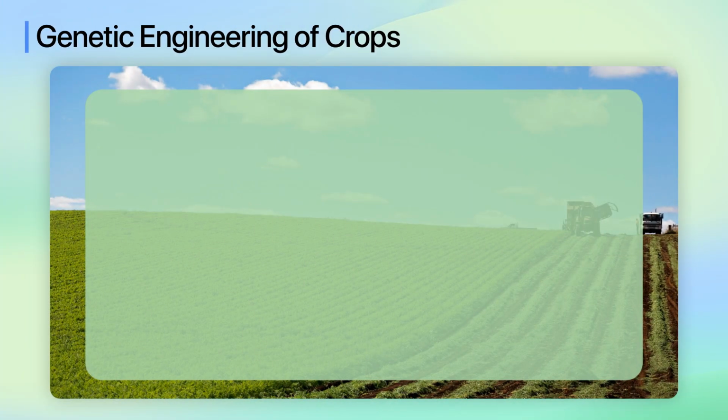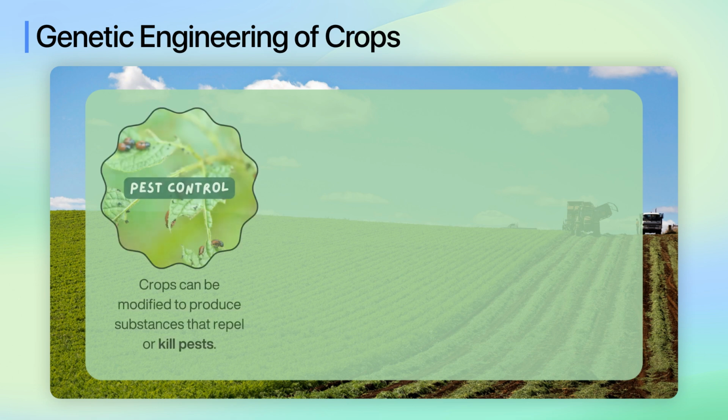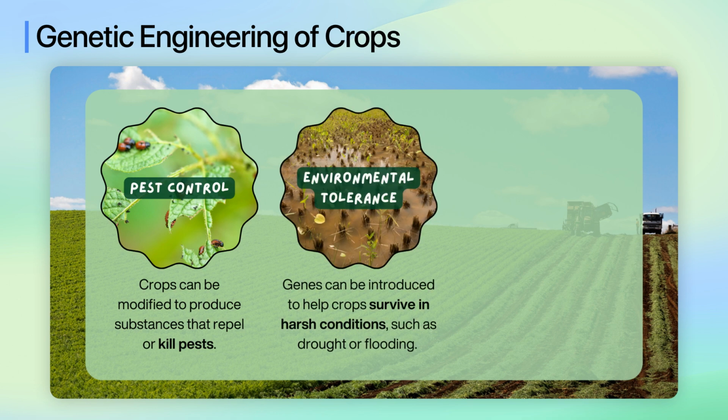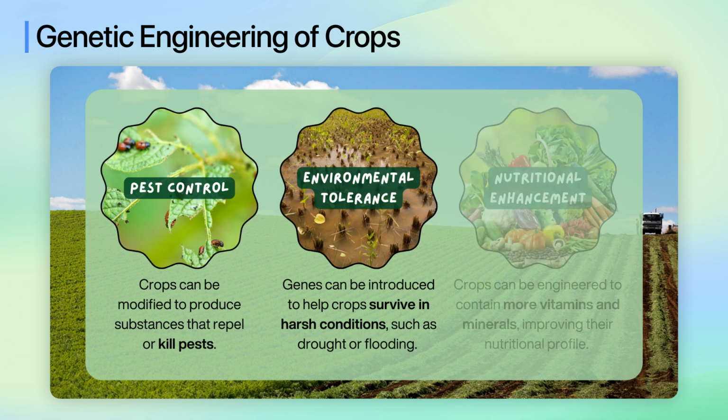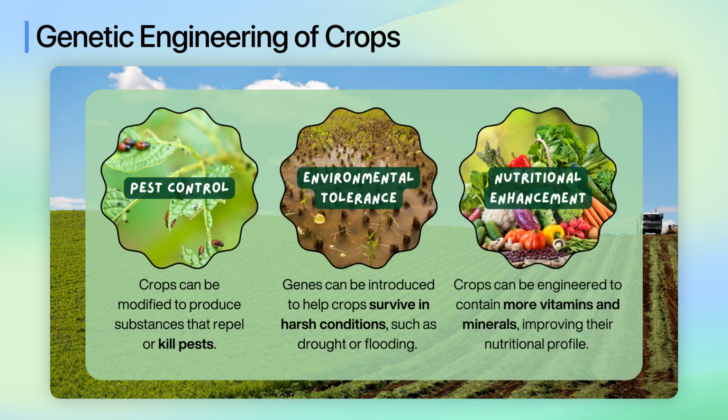There are many benefits of GM crops. Crops can be modified to produce substances that repel or kill pests. Genes can be introduced to help crops survive in harsh conditions, such as drought or flooding. Crops can further be engineered to contain more vitamins and minerals, improving their nutritional profile.